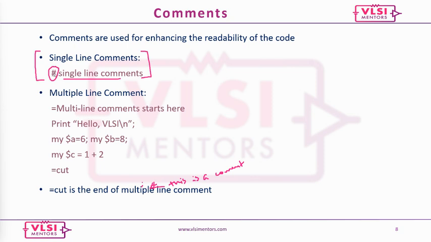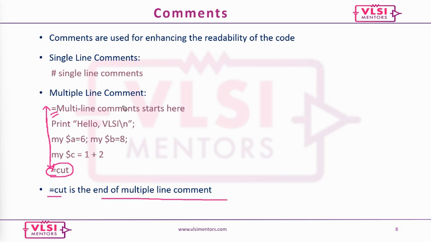Single line comments are okay, but now let's say you want to comment a bunch of code or lines. How do you do that? You need to add an equal sign at the start and end with equal cut. Anything between these is commented. Let's say you have some 100 lines of code which you want to comment but not delete. We call it a bulk comment. So equal cut is the end of multiple line comments. This is how you add comments, or comment multiple lines.